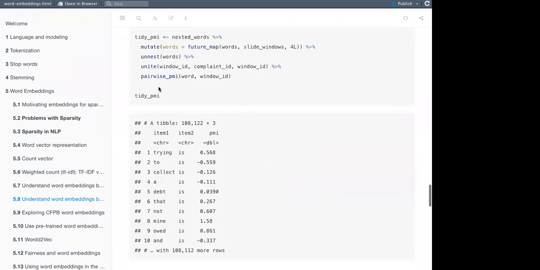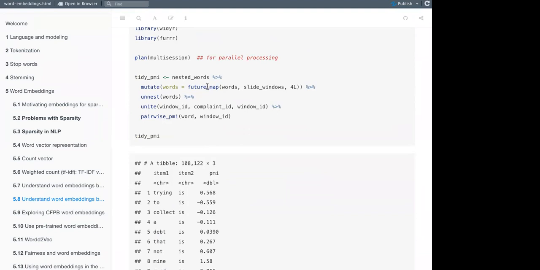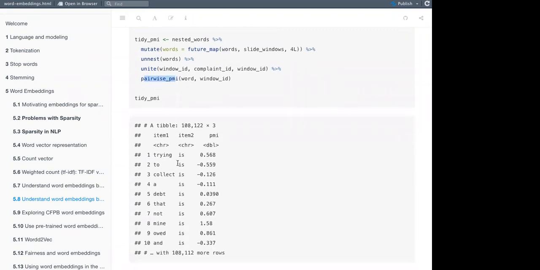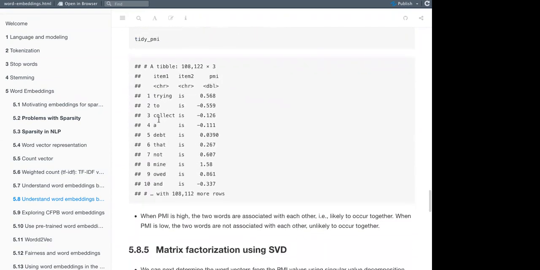Now we use our sliding window and put in the words we want, and calculate the pairwise PMI, given the word and window ID. This is what calculates the PMI here. And when PMI is high, the two words are associated with each other, right? So you can see here, this is the PMI, this one is a positive number.